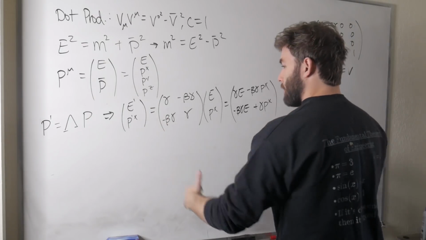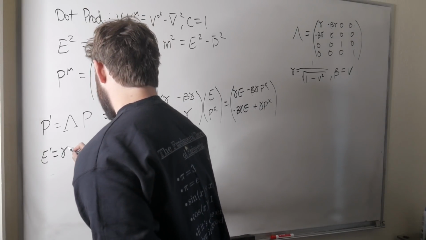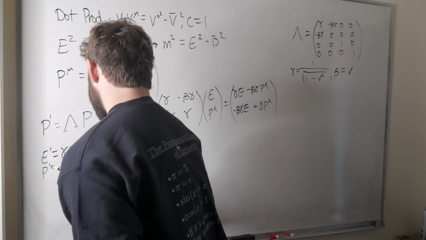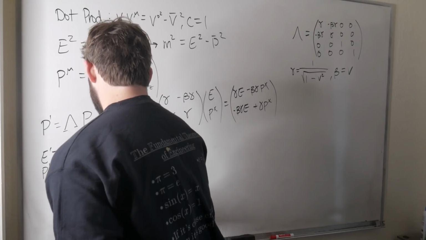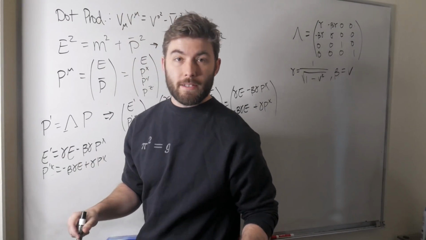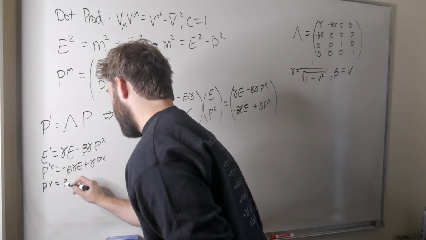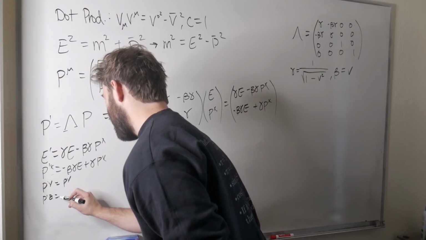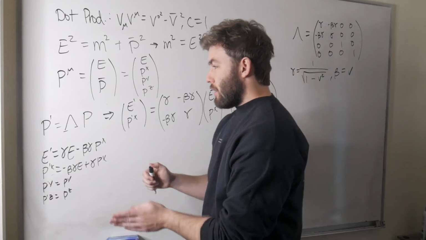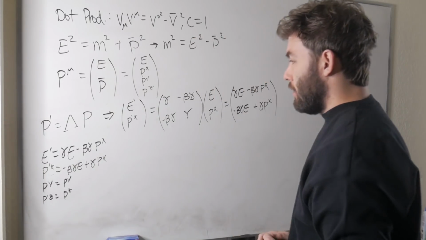Let's go ahead and equate the components of the 4-vector. So we have E prime is equal to gamma E minus beta gamma px. P prime x is equal to minus beta gamma E plus gamma px. And as I said, the y and z's are left unchanged, so we have p prime y is equal to py and p prime z is equal to pz. Okay, so this is how the components of the four-momentum in one frame are related to the components in another frame via these relationships right here.